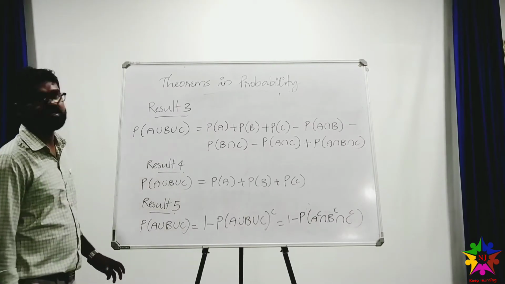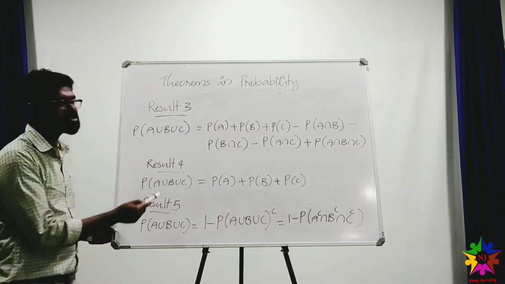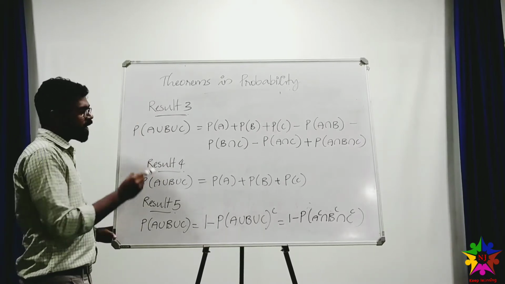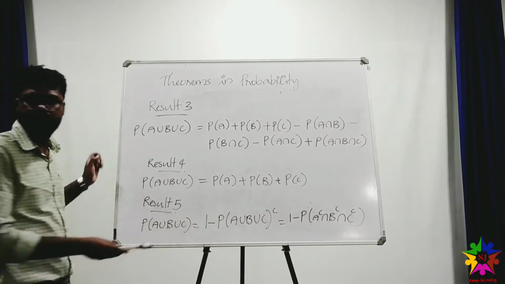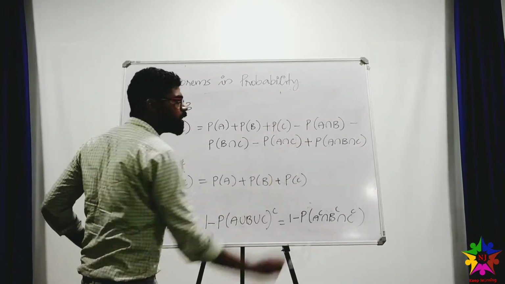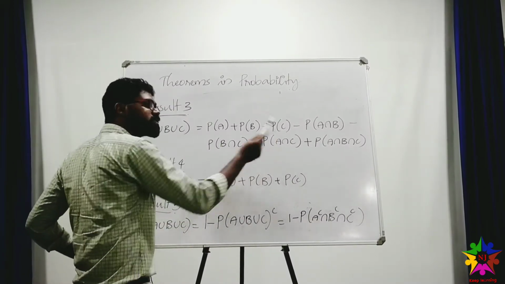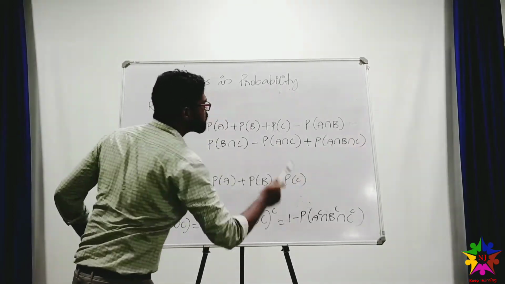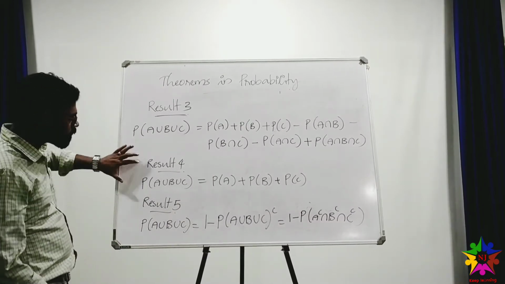Now let's see the third result, that is probability of A union B union C. Here we have one more additional event, that is C. So we have three events A, B and C. The probability of A union B union C is equal to probability of A plus probability of B plus probability of C minus probability of A intersection B minus probability of B intersection C minus probability of A intersection C plus probability of A intersection B intersection C. And these three events are not mutually exclusive events. And we have the result 4.